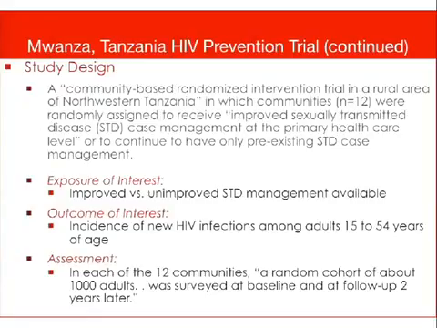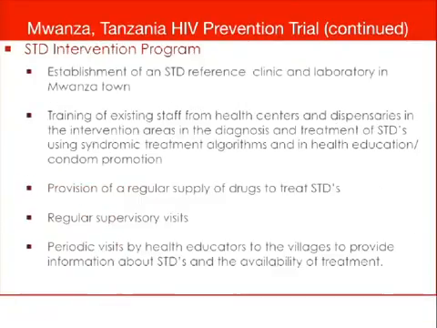Okay? And so the exposure of interest is, does your community have improved STD management or not? The outcome of interest is the incidence of new HIV infections among people of reproductive age. And in order to figure out what was happening, they chose random individuals among the communities who were HIV negative at baseline. They followed them over time and looked at the rate of HIV infection in these individuals within each of these 12 communities. Okay? So this is the cohort approach, not a cross-sectional approach.